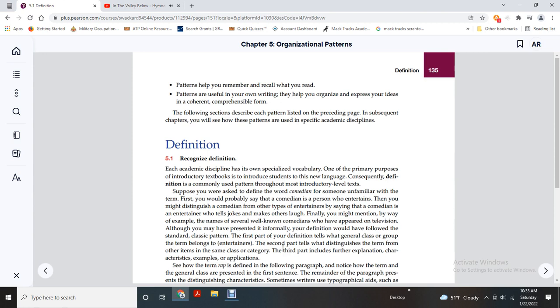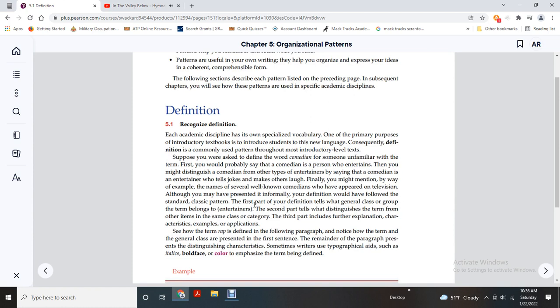5.1 Definition. Recognizing definition. Each academic discipline has its own specialized vocabulary. One of the primary purposes of introductory textbooks is to introduce students to the new language. Consequently, definitions commonly use this pattern throughout most introductory-level texts.